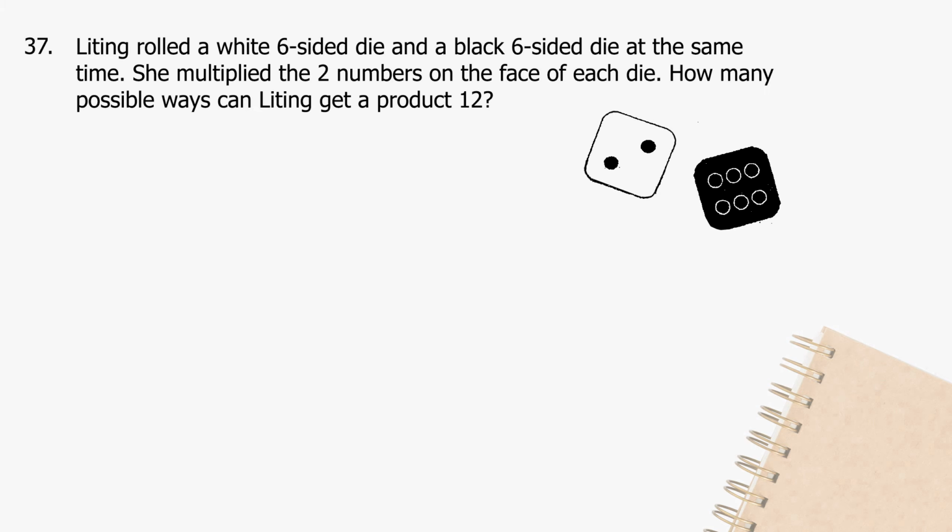Question 37. Liding rolled a white 6-sided die and a black 6-sided die at the same time. She multiplied the two numbers on the face of each die. How many possible ways can Liding get a product 12?